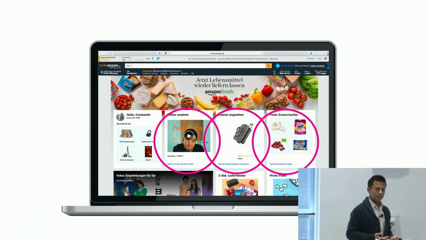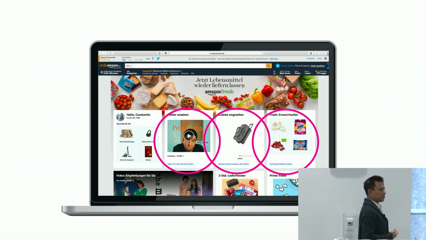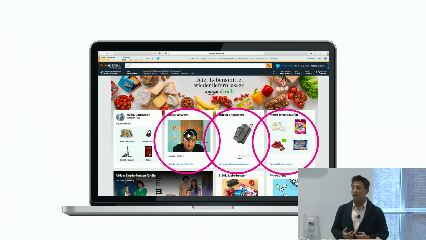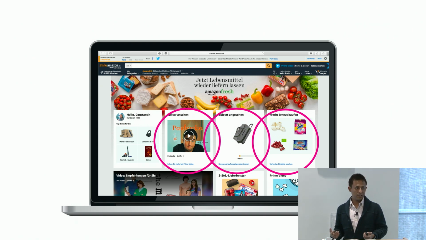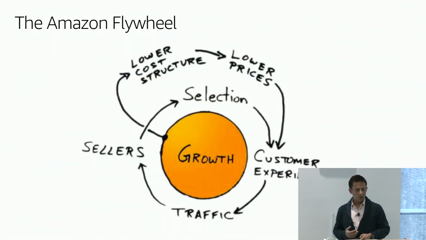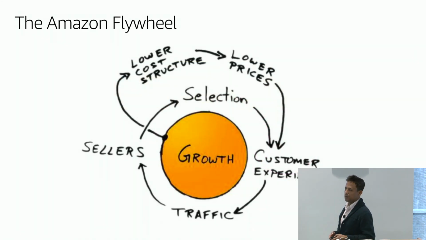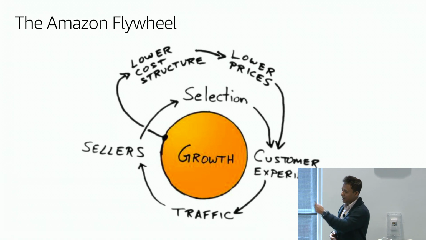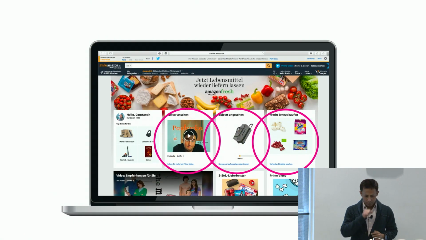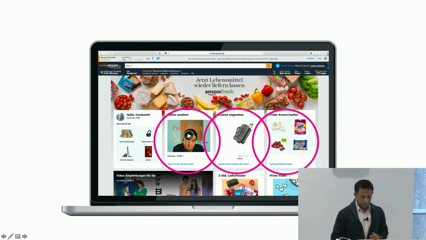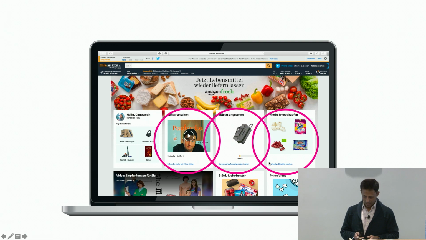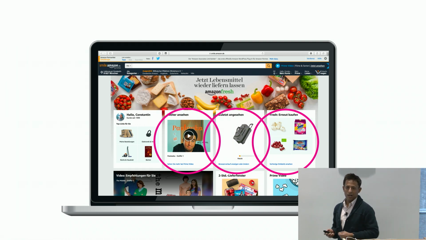Why do we do that? We do that because we want to provide a more personalized experience for our customers. So if you think back to the flywheel before, the customer experience becomes better by the selection of choices that we provide for our customers. But how do you do that? Because this is where machine learning comes into play.